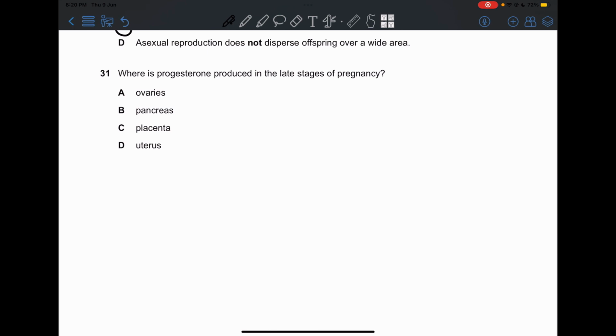31. Where is progesterone produced in the late stages of pregnancy? That means it's produced maybe after month 1, month 2. So as we all know, progesterone is secreted from the corpus luteum. But it's not going to be secreted from the corpus luteum in the pregnancy. It's going to be secreted by the placenta. So our answer will be C.